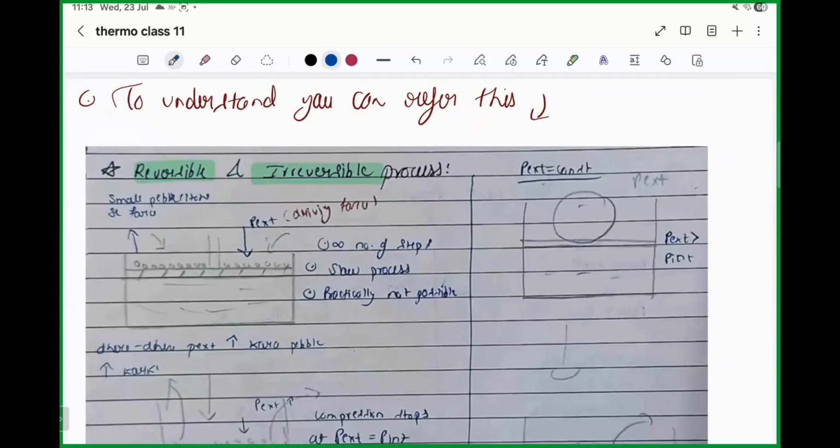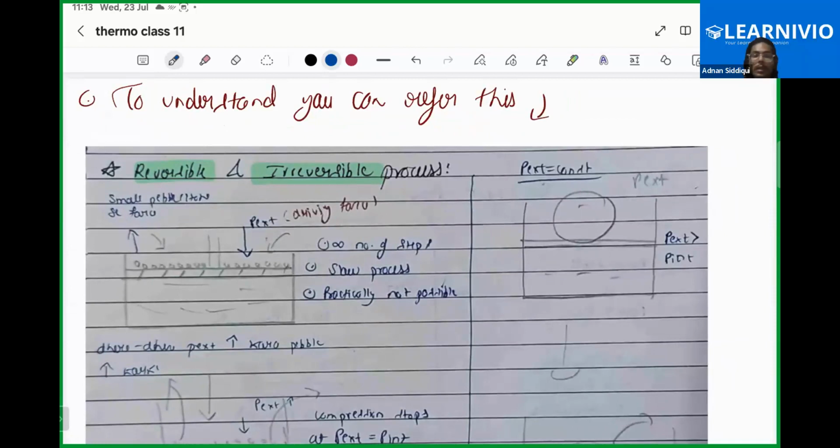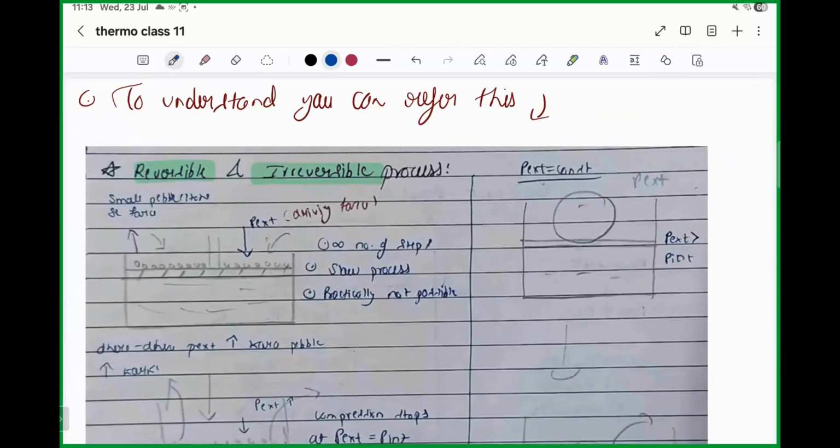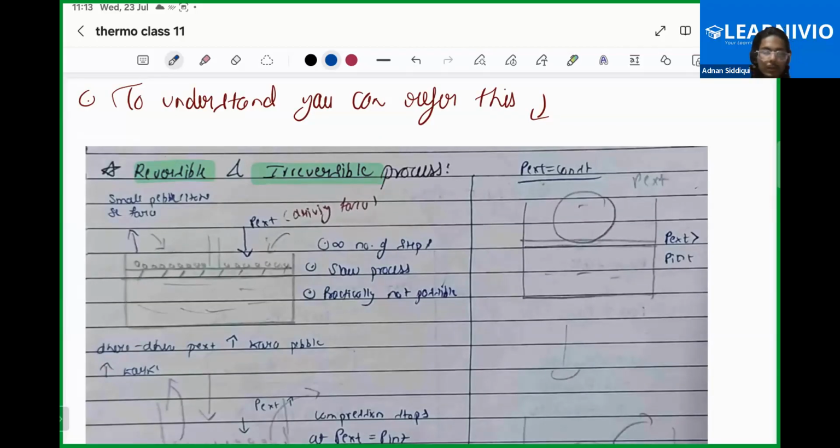Suppose this is your assembly, this is your system. We have a piston, and we are putting stones, very small stones. Are you able to see these circles? These are stones. Small pebbles. Basically, we are putting some force onto it. So it will take an infinite number of steps. To make it reversible, we have to put an infinite number of steps. We will be needing an infinite number of those pebbles, right? It is going to be a very slow process, and practically not possible.